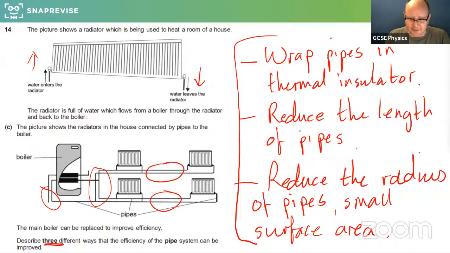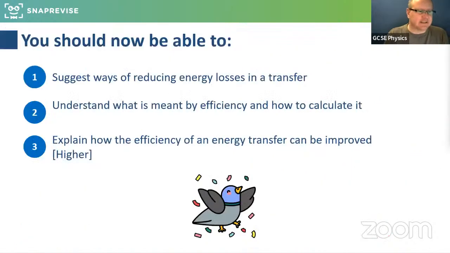Okay, so we've covered the main objectives: to suggest ways of reducing energy losses in a transfer, talking about insulation, lubrication, and then later surface area. Hopefully we will understand what's meant by efficiency and how we can calculate it. And for those of us doing the higher paper, we can explain how the efficiency of an energy transfer can be improved. And those last 2 questions were on those bases.